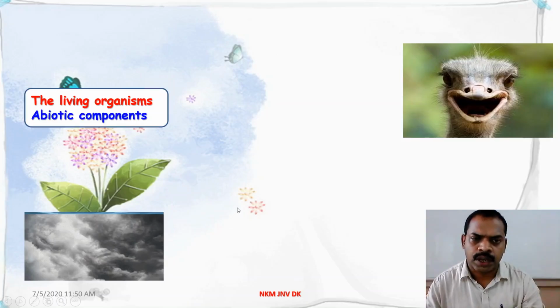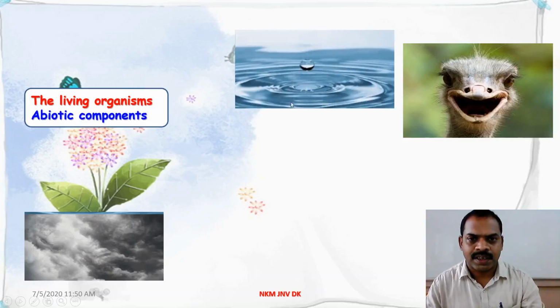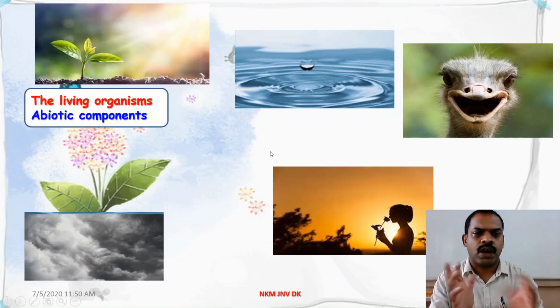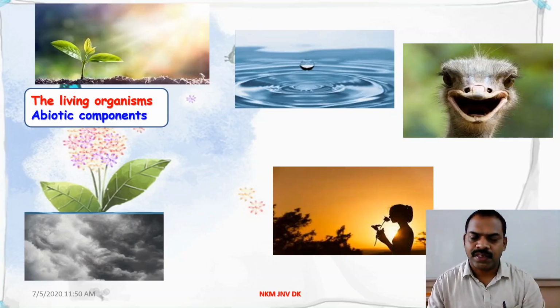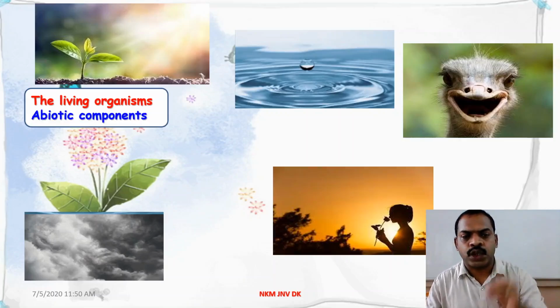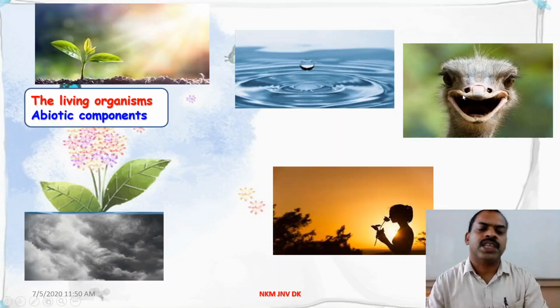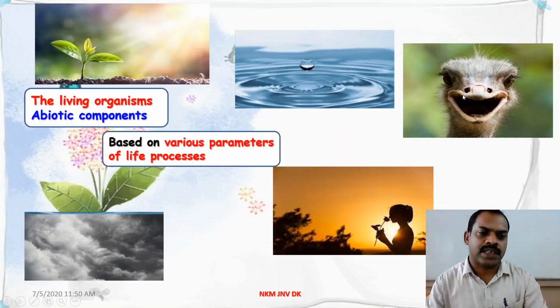Clouds, biotic or abiotic? Water, biotic or abiotic? The plants. So if you see all these images, in some we know there are biotic components, like the first image of the plant over here. Here there is a lady, and here there is an ostrich. These are biotic. How can you say these are biotic or living organisms?